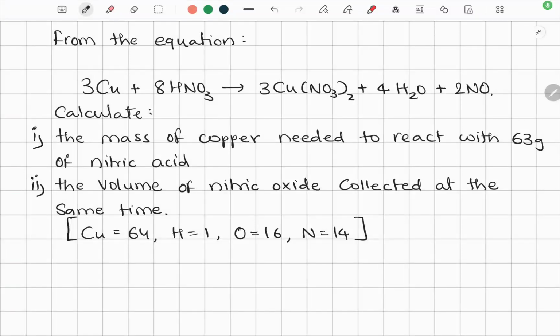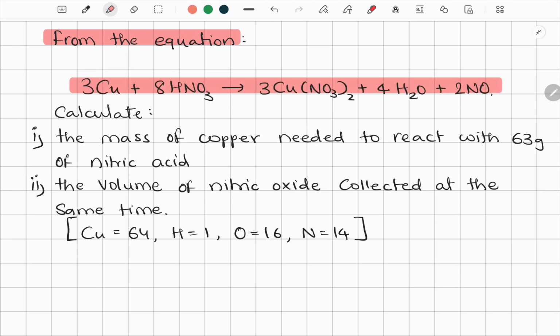To solve this question, it's been asked that from the equation given over here, which is 3 Cu reacts with 8 HNO3 to give you 3 Cu(NO3)2 plus 4 water molecules and 2 nitric oxide. We have to calculate two parts, first and second.